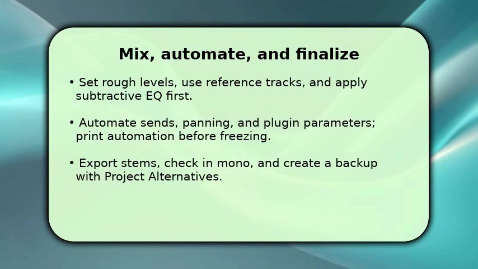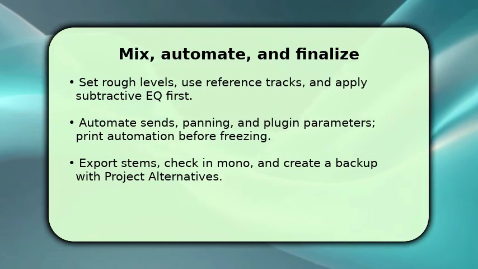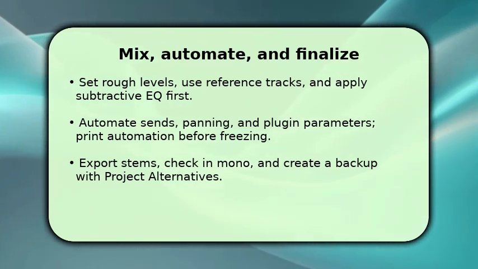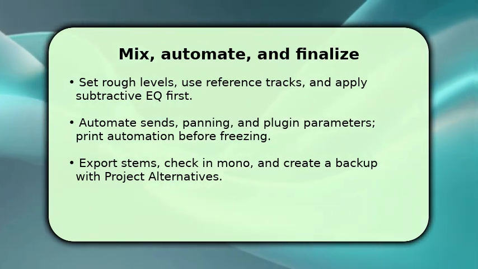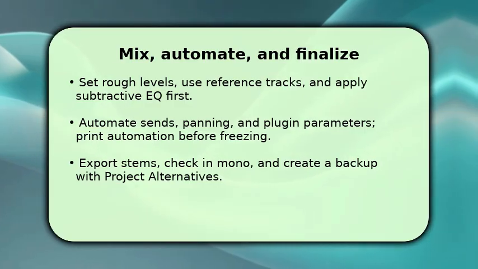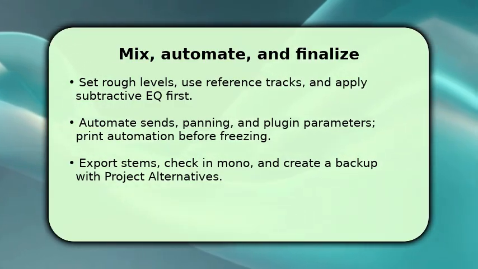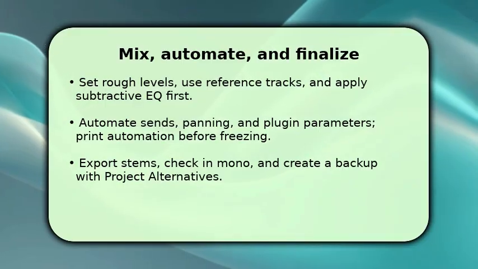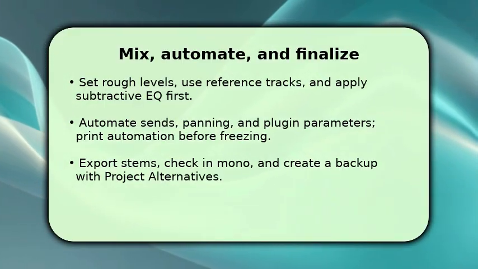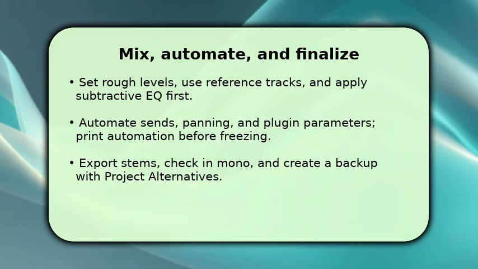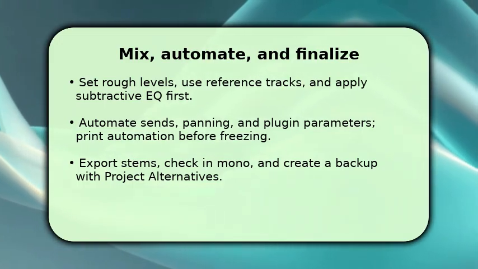Finish by establishing a clear mix. Set rough levels using a reference track so your balance translates. Apply subtractive EQ to create space before adding compression or saturation. Once the mix sits, automate sends, panning, and plug-in parameters to build movement and clarity. Make sure to print automation if you freeze tracks later.